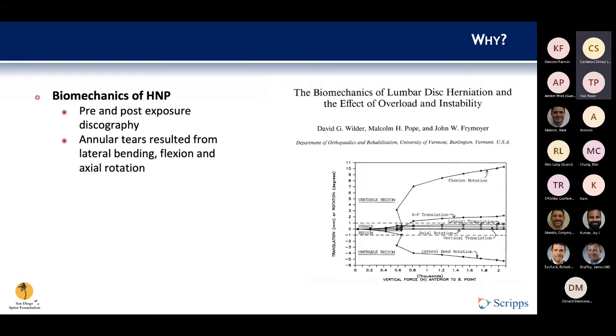Looking at biomechanics of this was a study looking at the lumbar disc herniations, vector of overload and instability. The part that I was looking at was the positions that would put you at risk for this, and what they noted from this study was lateral bending, flexion, and axial rotation. This was a cadaver study. And so just one facet of how this can occur.